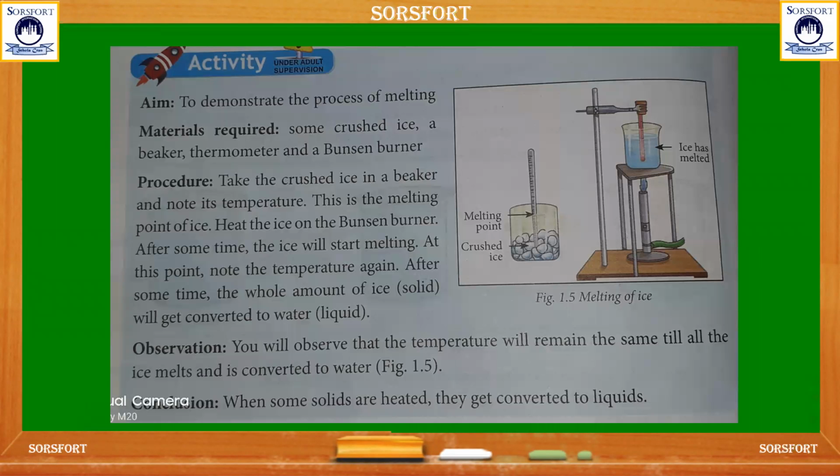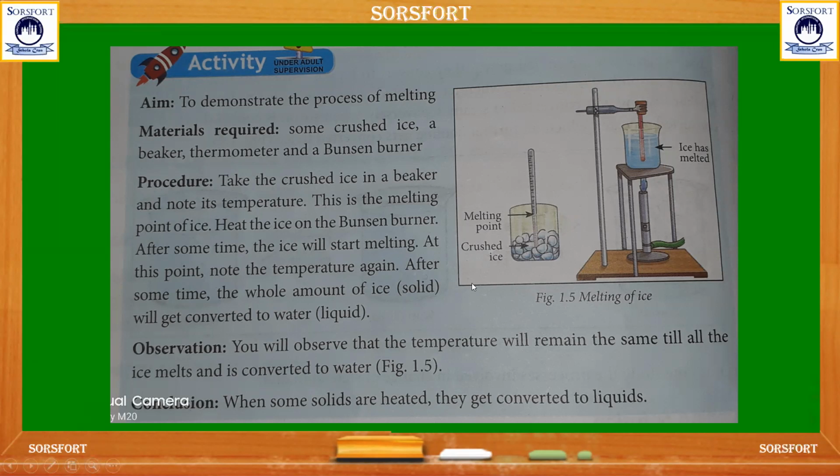Before going to evaporation and boiling, we will go through one activity to demonstrate the process of melting. What materials are required? Some crushed ice, a beaker, a thermometer and a Bunsen burner. Take the crushed ice in a beaker and note its temperature. This is the melting point of ice.